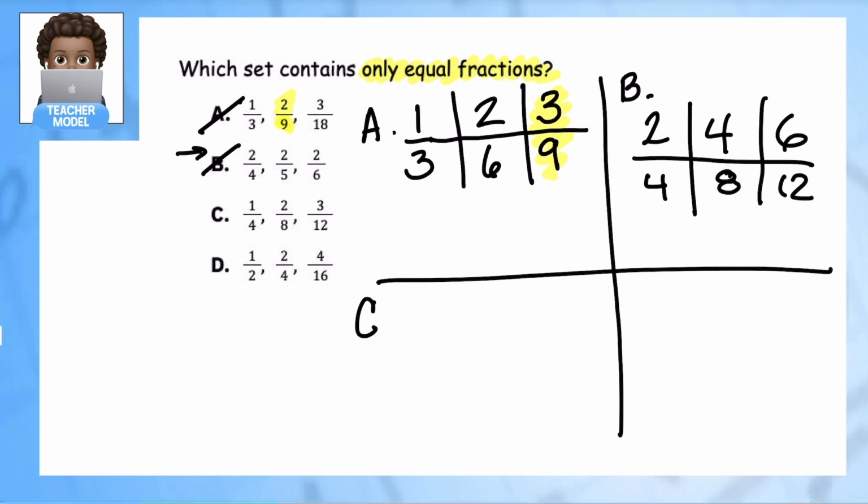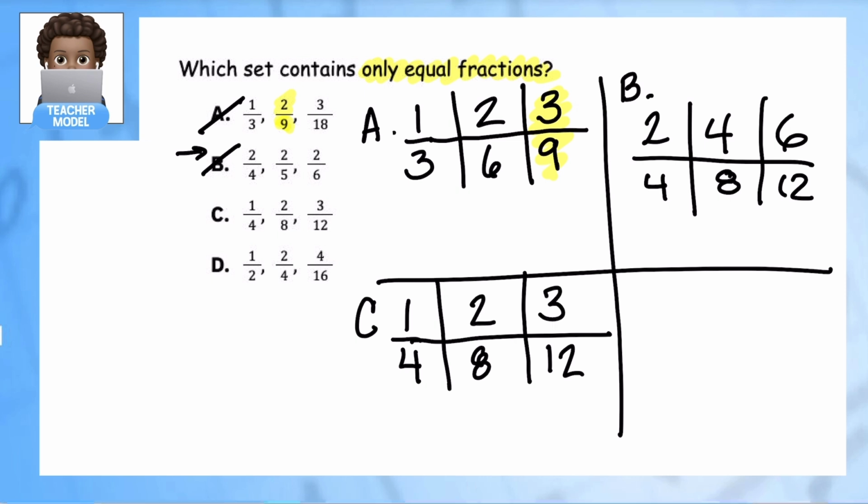Let's look at C, and I have 1/4 to start. All right, and the first one I'm going to look for is eighths. So 4, 8, 12. Awesome, because they're all multiples of 4. So I'm going to count by my numerators now. 1, 2, 3. So let's look what we got. The first one is 2 eighths. 2 eighths, so we're good so far. And now 12ths, 3 12ths, 3 12ths. We're good. This is our correct answer.